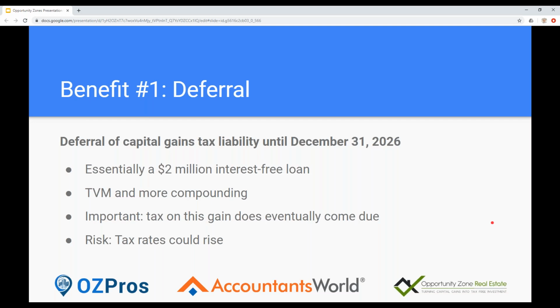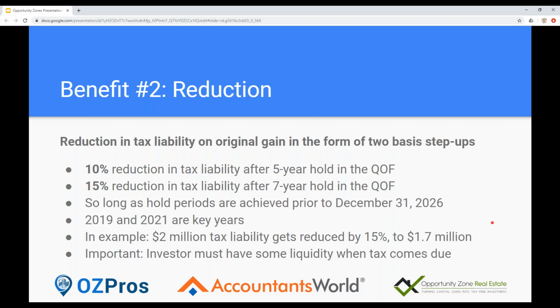And the risk there is that tax rates could rise. The tax rate applied to that gain will be the tax rate in effect in 2026, and we don't know what that's going to be. Right now it's 20%, but there's obviously a good chance that that rate could go up by 2026, something to keep in mind. Benefit number two is the reduction in tax liability on the original gain in the form of two basis step-ups. So you have that $10 million capital gain, and this depends on the holding period.